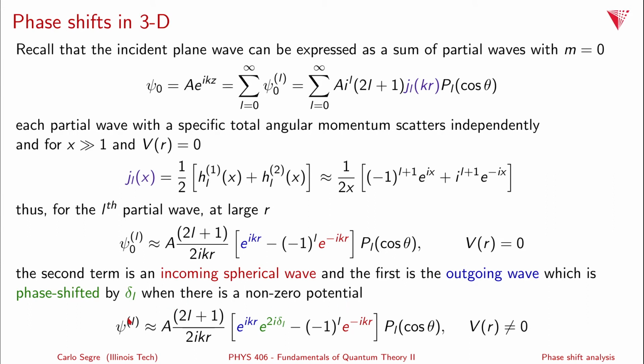So psi of L is approximately equal to A times (2L plus 1) over 2IKR, e to the IKR, e to the 2I delta sub L, so this is the phase shift for the Lth partial wave, minus (-1) to the Lth power e to the minus IKR, times the associated Legendre polynomials P sub L of cosine theta, for V of r non-zero.